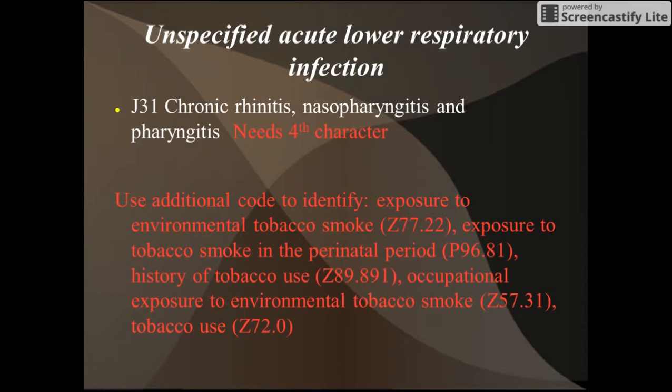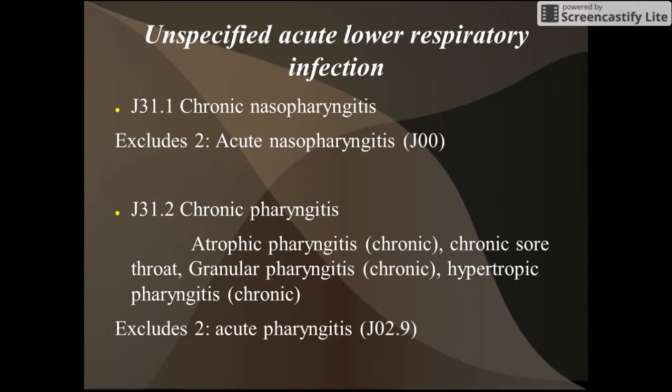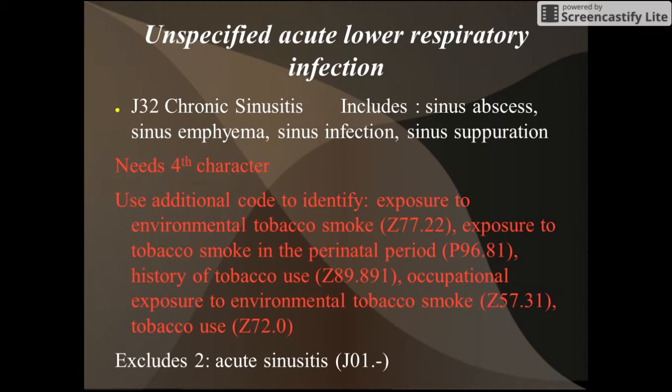J31 is chronic rhinitis, nasopharyngitis, and pharyngitis. It needs a fourth character and an additional code to identify exposure to tobacco smoke. J31.0 is chronic rhinitis, and it excludes allergic rhinitis and vasomotor rhinitis. J31.1 is chronic nasopharyngitis. J31.2 is chronic pharyngitis.